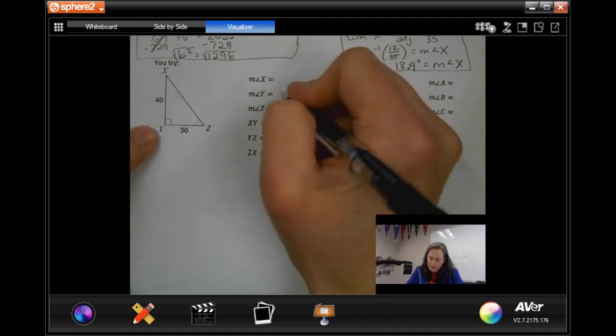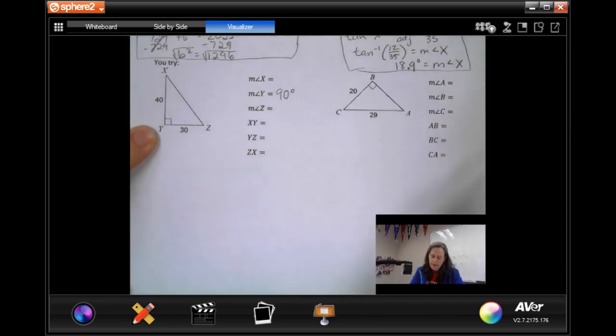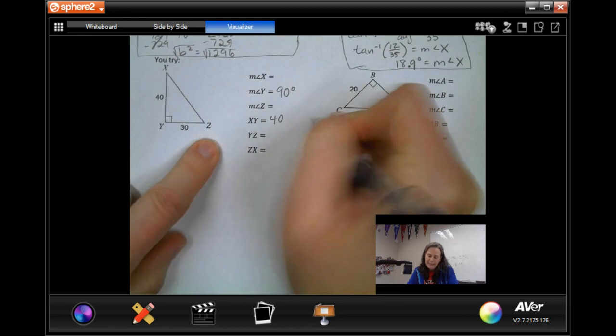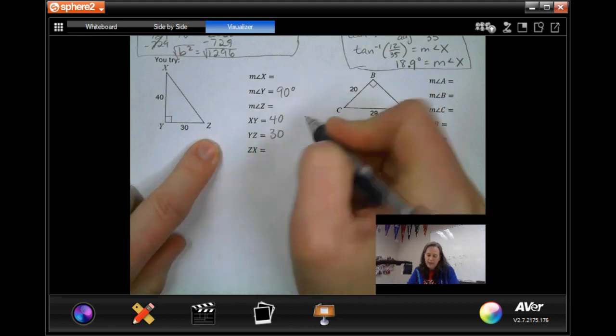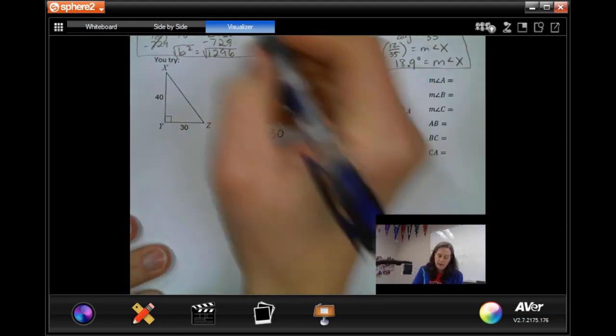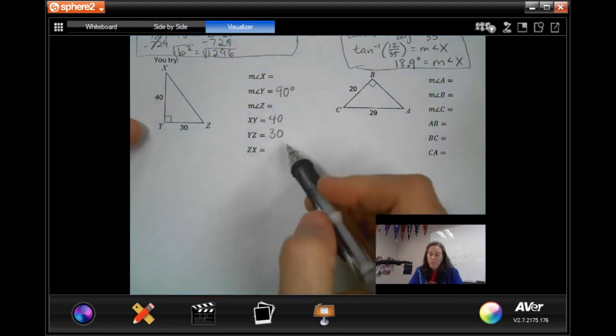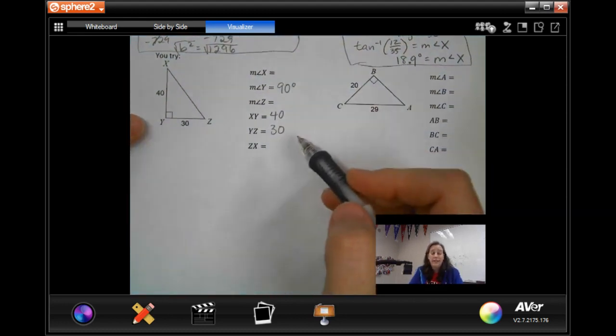All right, let's see. Angle Y is the 90-degree one. And XY is 40. YZ is 30. This is the side we don't know. That's the hypotenuse, right? So, man, there are tons of different ways you might have taken to do this.